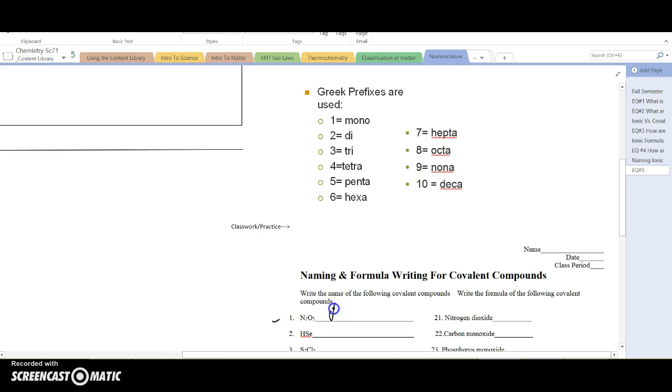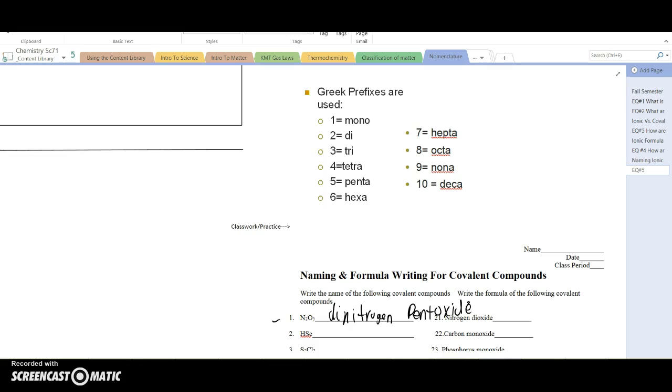So di-nitrogen, and then I have to kind of combine penta and oxide. I'm not going to have two vowels in a row, so it's pentoxide. It takes some getting used to. If you have two vowels in a row, you're going to drop the ending vowel of the prefix. All right, so writing formulas is also equally as simple.